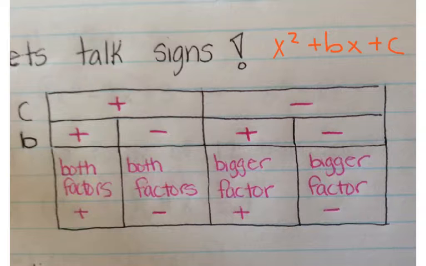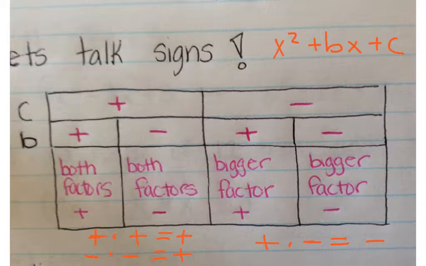That makes sense. We're following our sign rules. Because if my c is positive, that means I can either have a positive times a positive to multiply to be a positive, or a negative times a negative to be a positive. Well, if c is negative, that means we're going to have one of each, a positive and a negative, in order to be multiplying to get a negative answer.